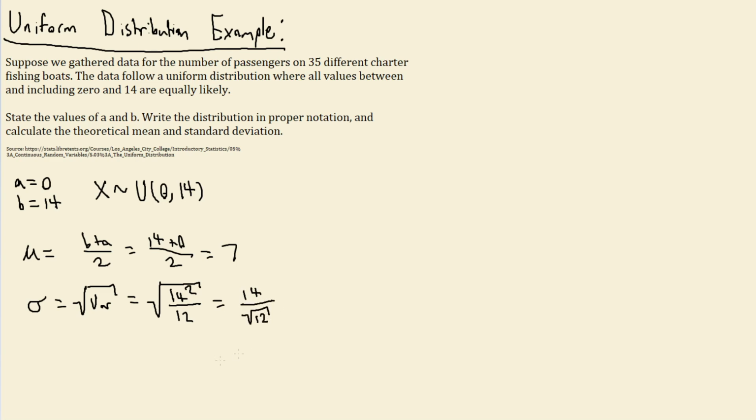And so what's the square root of 12? We can factor out a 4 there. And so this is going to be 14 root 3 over 2 root 3. And so I'm going to change this 14 to a 7. This is going to become 7 root 3 over 3. Right, did I do that right? Yeah. And so this is going to be our standard deviation here.